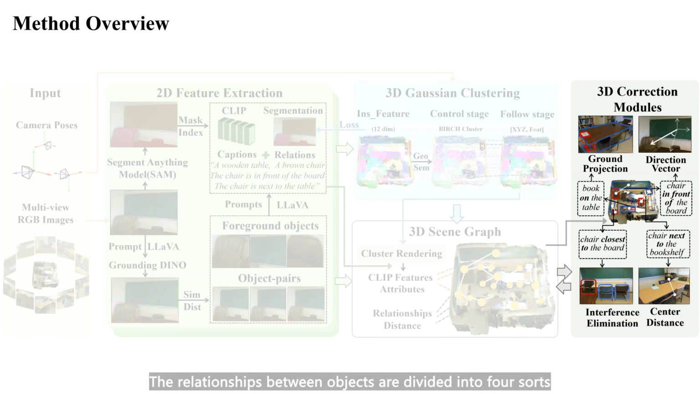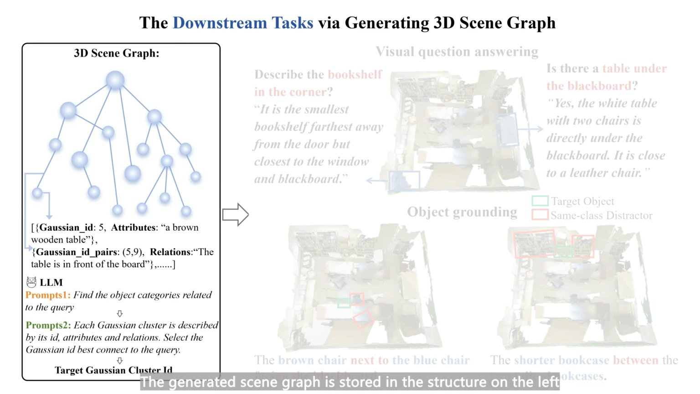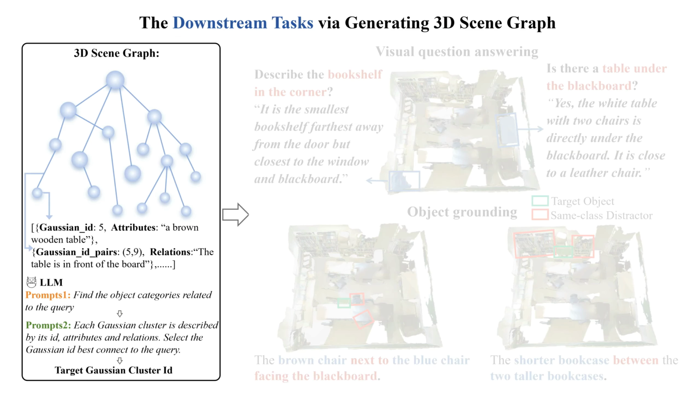The relationships between objects are divided into 4 sorts, corresponding to respective correction submodules. The generated scene graph is stored in the structure on the left. Through LLM reasoning, it can be used for a variety of downstream tasks.